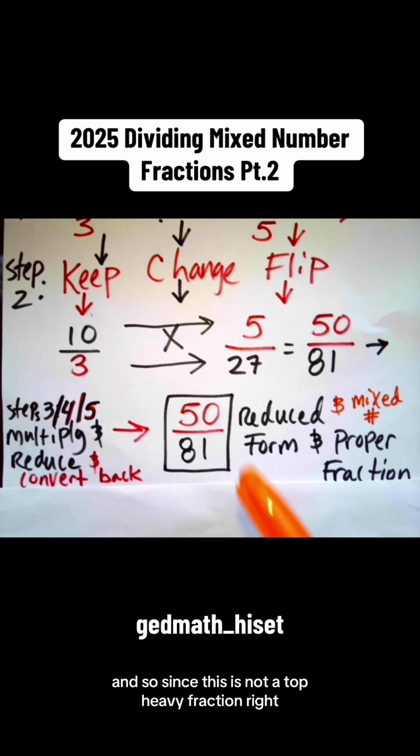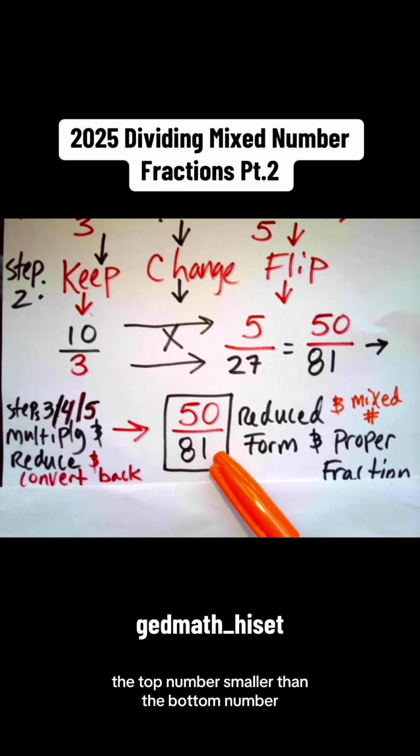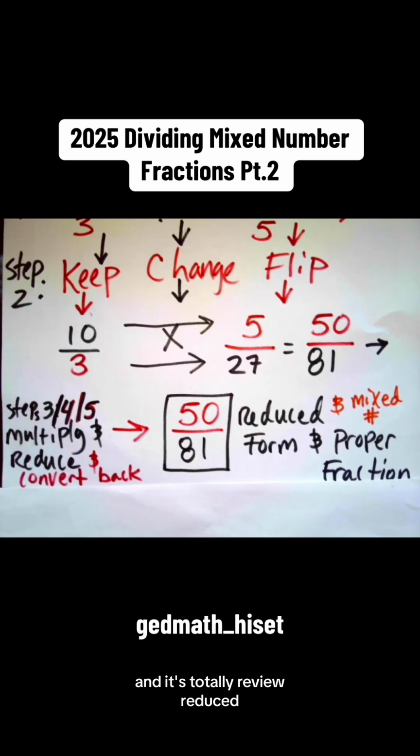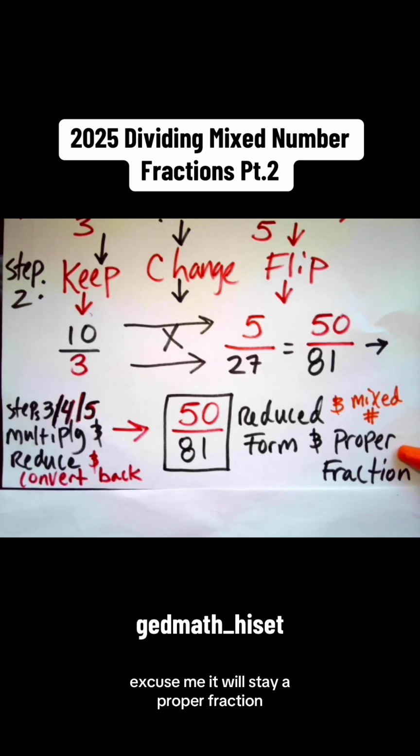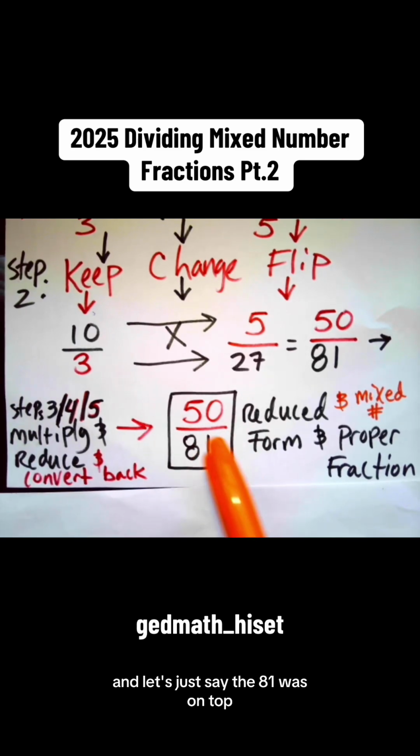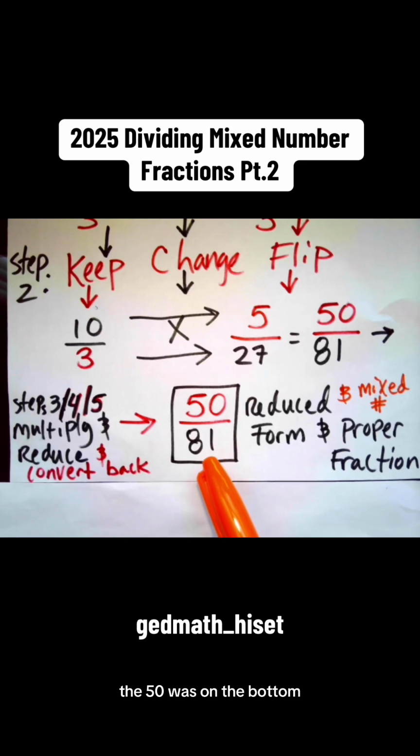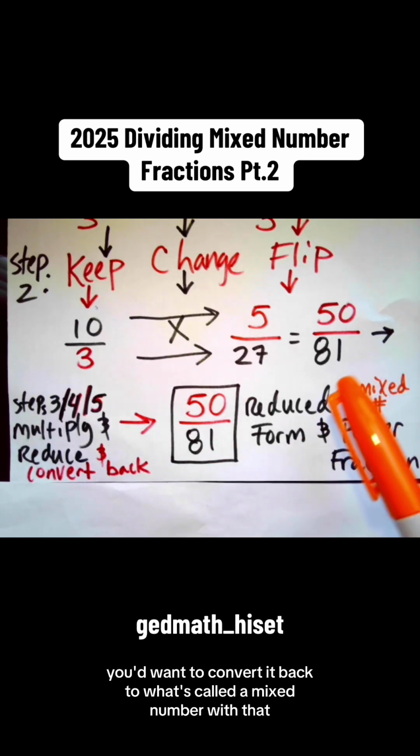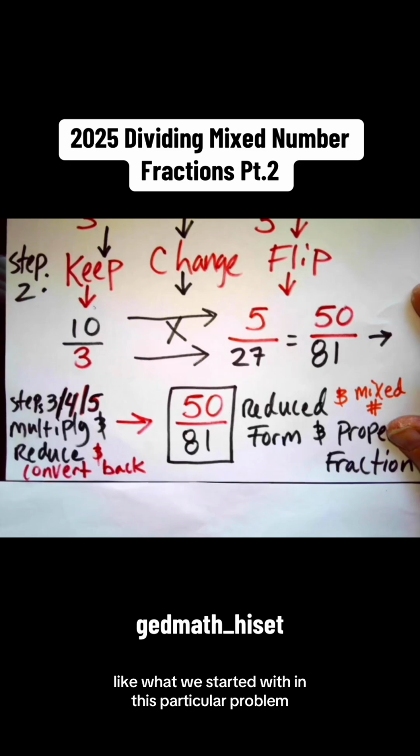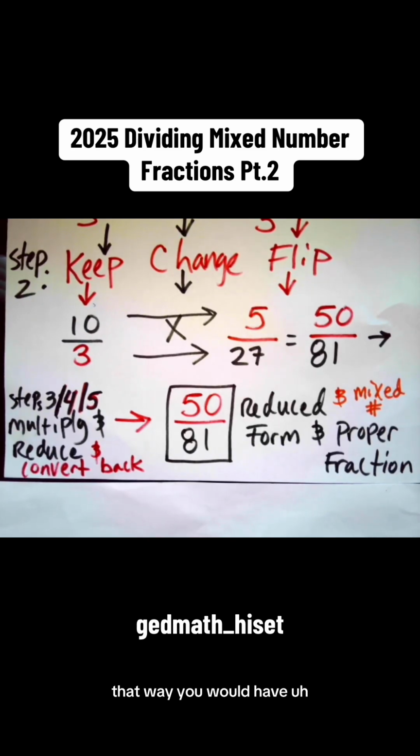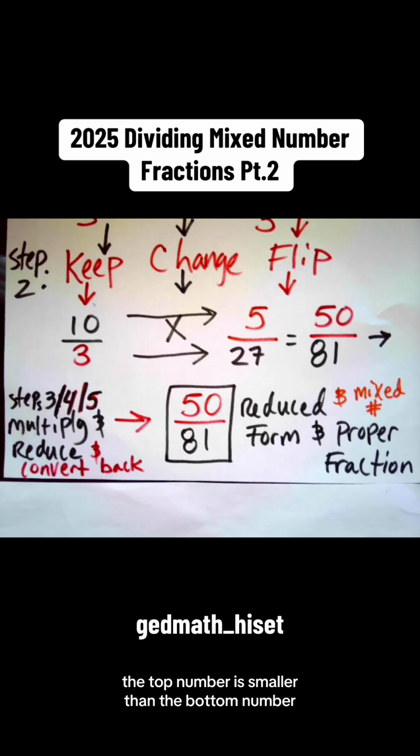Since this is not a top heavy fraction, the top number is smaller than the bottom number, and it's totally reduced, it will stay a proper fraction. But if this was a top heavy fraction, and let's just say the 81 was on top and the 50 was on the bottom, you'd want to convert it back to what's called a mixed number, like what we started with in this particular problem. That way you would have a correct fraction. But here, again, this is a proper fraction. The top number is smaller than the bottom number.